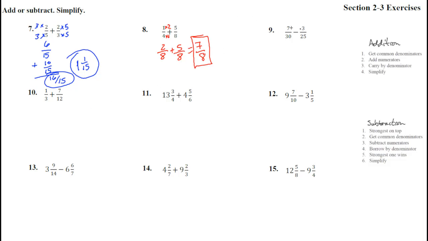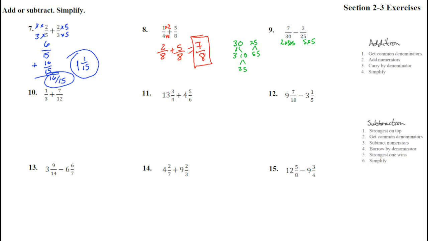Number 9. 7/30 minus 3/25. Ooh, we got to get a common denominator here. I don't know my multiples of 30 and 25 in order to get what would be common. So I'm going to do prime factorization. So here we have 30, and let me see, that's 3 times 10, and that's 2 times 5. So this is a 2 times a 3 times a 5. Okay, and 25 is, oh, that's 5 times 5.